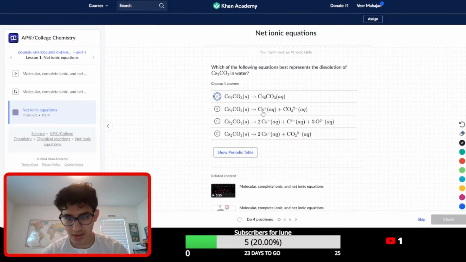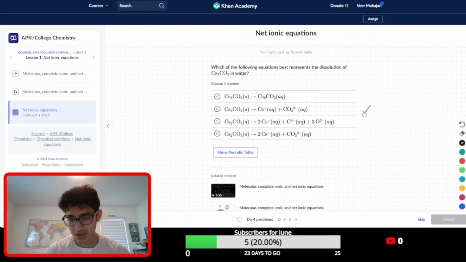I don't know why. The products are going to be in an aqueous solution, and the ions are going to be broken apart. So we'll have cesium here. The thing is, we need to be careful of the charge here, right? We need to obviously balance the charge. So this one is wrong.